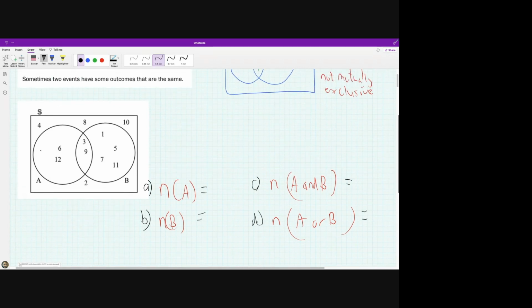So if I look at the event A, there are 4 items in there. So N of A is 4. And what is the N of B going to be? 1, 2, 3, 4, 5, 6. Okay. What is N of A and B? Well, how many events are in A and B? Well, it has to be 2. It's just going to be 3 and 9. And then what is the last one?